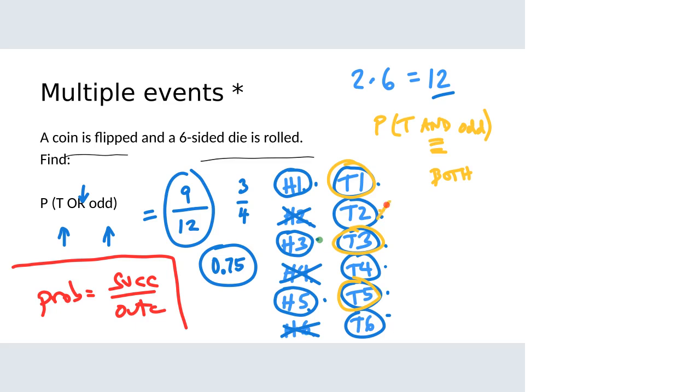And this doesn't have an odd number, and this doesn't have an odd number, and this doesn't have an odd number, and these don't have tails. And so that's the difference between and or, is whether or not we need both things to happen, or we just need at least one. Anybody have any questions?